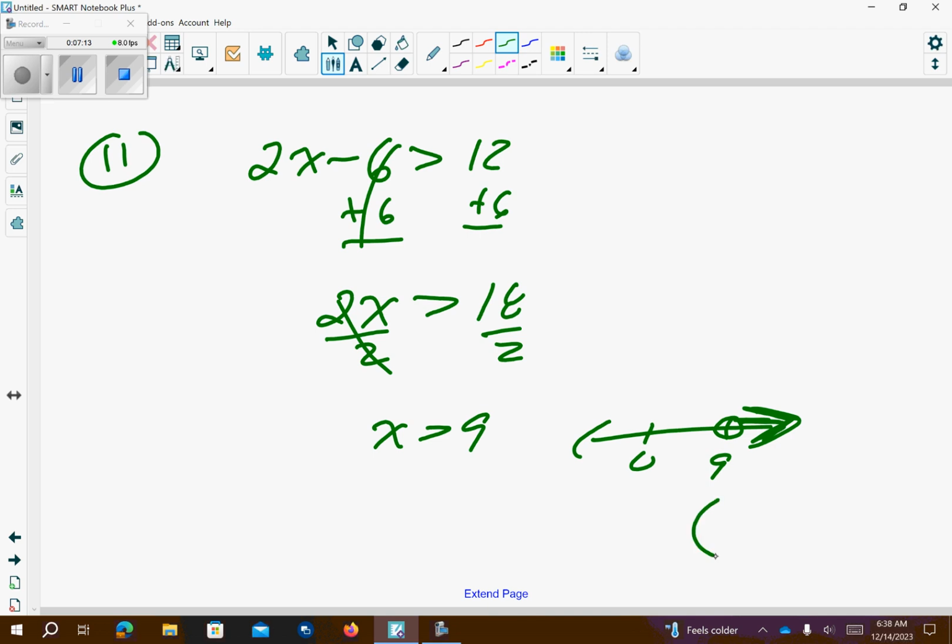So remember, it's a parenthesis at 9, and it's going to infinity. Remember, infinity will never have a square bracket on it. And it's a soft bracket or a parenthesis on the 9 because it was not a solid dot.